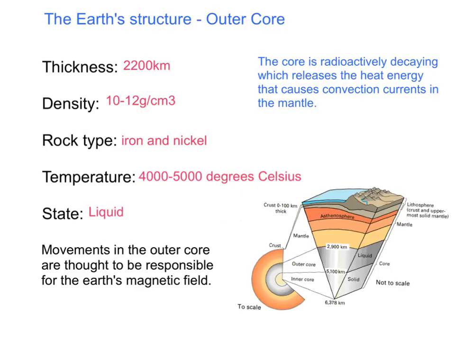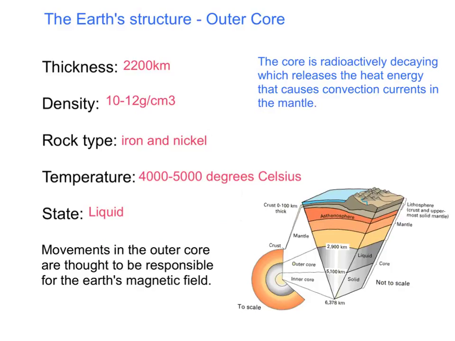Following the inner core is the outer core, and the thickness is 2,200 kilometres. The densities decrease slightly to 10 to 12. The rock type still iron and nickel. Temperature 4,000 to 5,000 degrees, and the state is liquid, and it's the movements in the outer core that are thought to be responsible for the Earth's magnetic field.